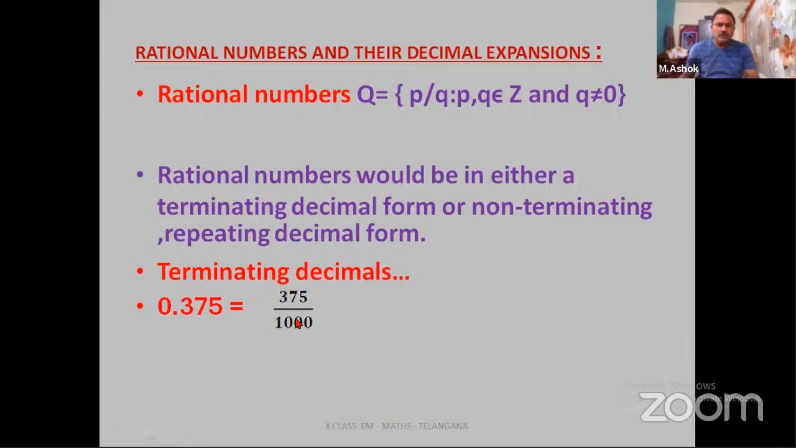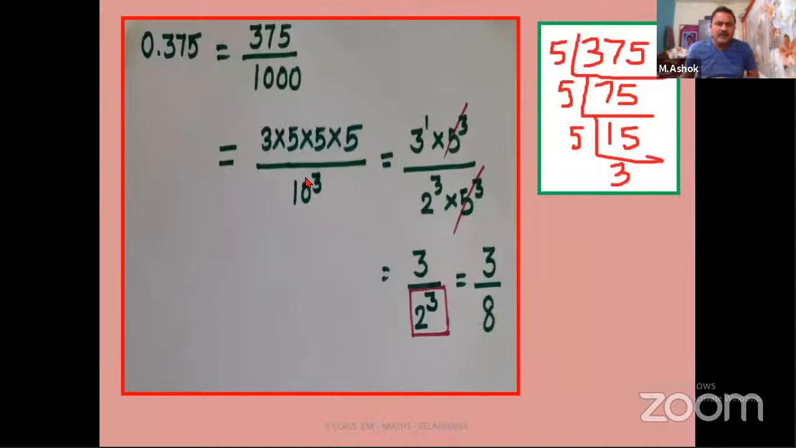Now I want to write the prime factorization of both these numbers, the numerator and denominator. Okay, 375. Here, 5 7s are 35, remainder 25, 5 5s are 25. Next with 5, 5 1s are 5, remainder 5, 5 5s are 25, 5 3s are 15.